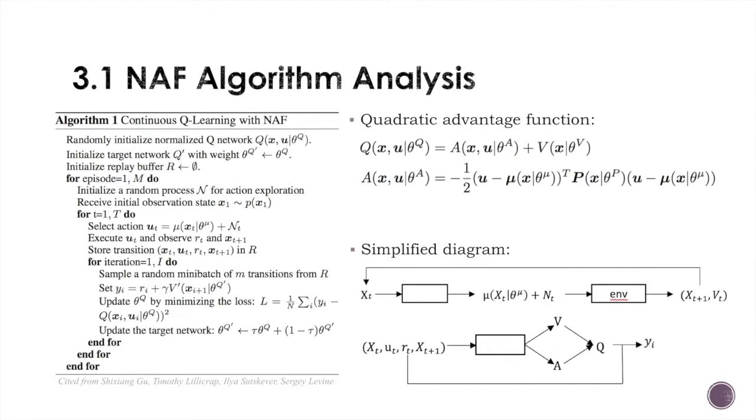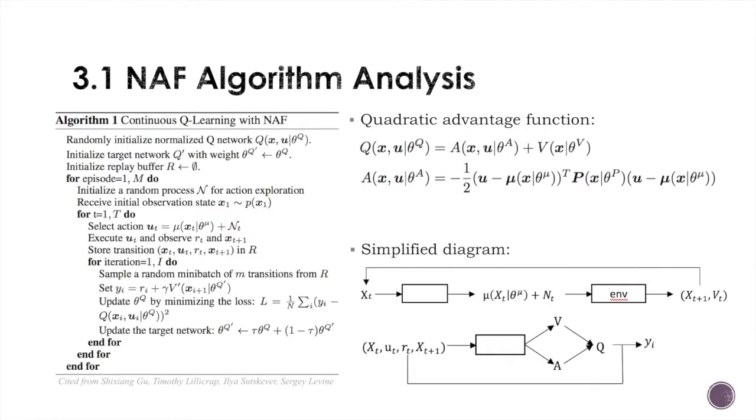For each episode, we initialize a random process from which we will sample noise for the action to increase the stochasticity. At each time step, we select an action which optimally maximizes the advantage at the current state and add noise to it. After taking an action, we collect the reward and the next state from the environment. We store a tuple of original state, action taken, reward received, and next state in the replay buffer.